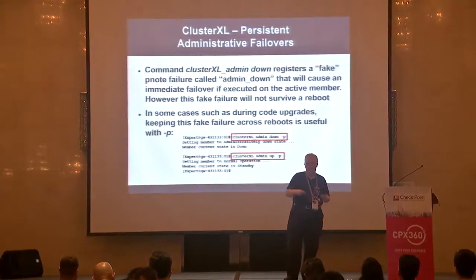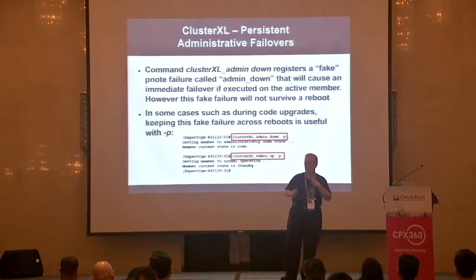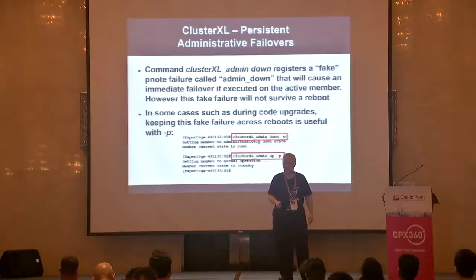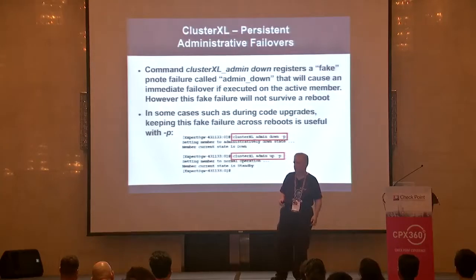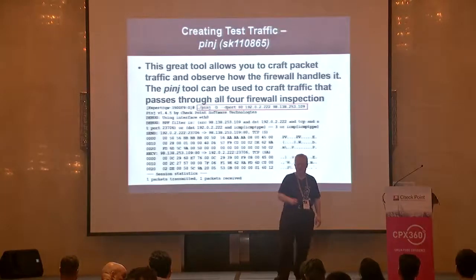Now in VRRP we would do this by changing the priority of a given node, and then it would fail over. This is a way to do that just in ClusterXL without using VRRP. So this is one of those useful commands that when you're wanting to have a certain node be primary in your cluster, this is how you do it. It's a useful thing.